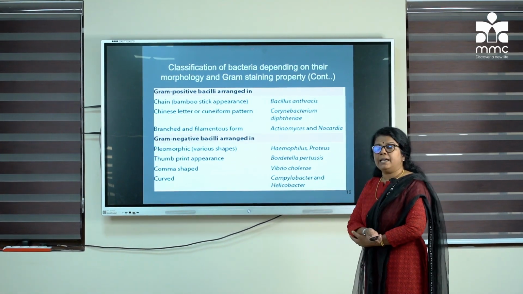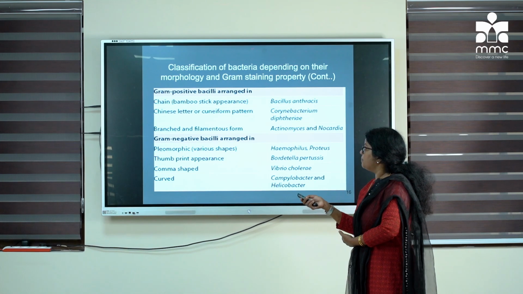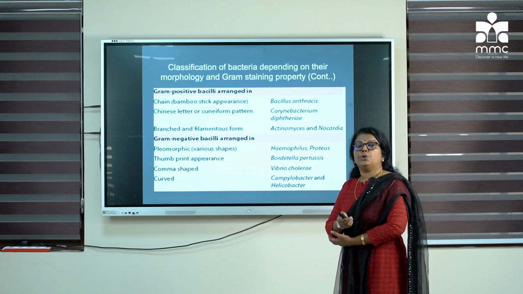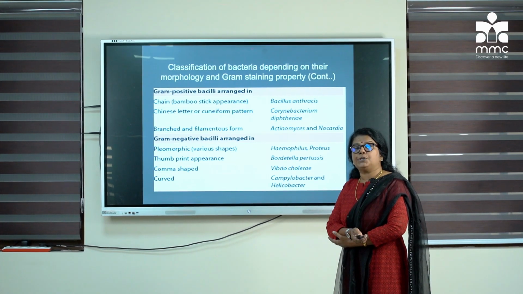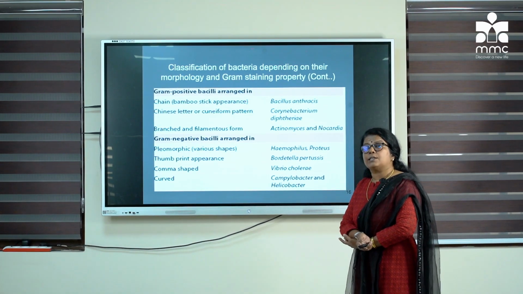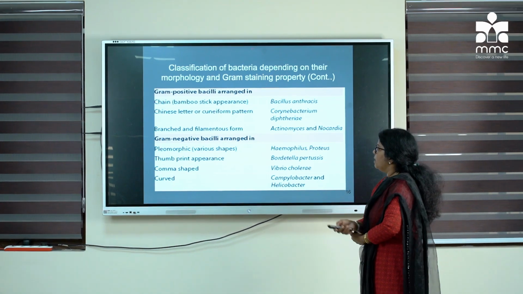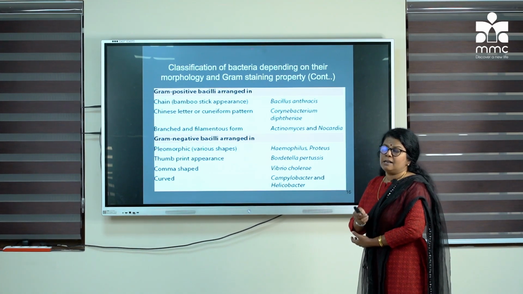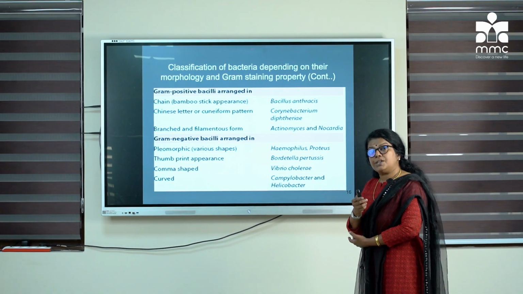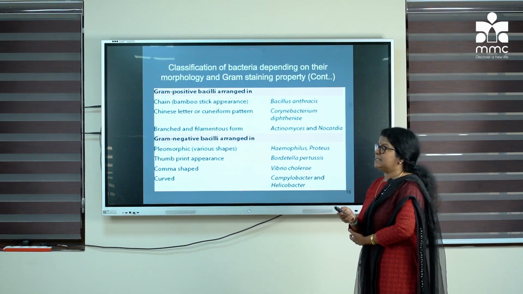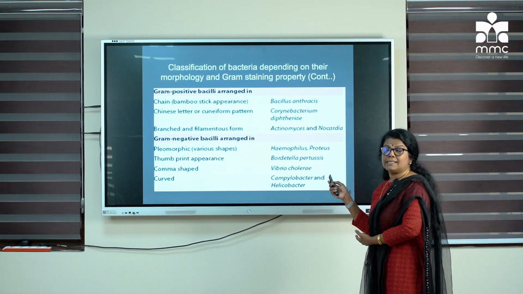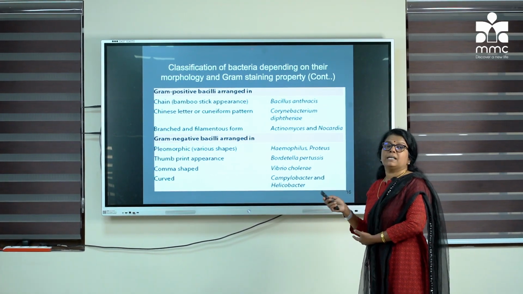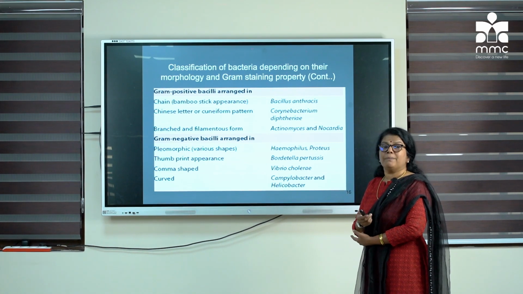Then coming to the bacilli, again you have gram positive bacilli. I have already told you about the Chinese letter pattern arrangement or cuneiform arrangement, which you can see in Corynebacterium diphtheriae, the causative agent of diphtheria. Then bamboo stick appearance you can see in Bacillus anthracis. Gram positive bacilli arranged in chains, giving a bamboo stick appearance, is typical of Bacillus anthracis, the causative agent of anthrax. Then branched and filamentous gram positive bacilli are Actinomyces.